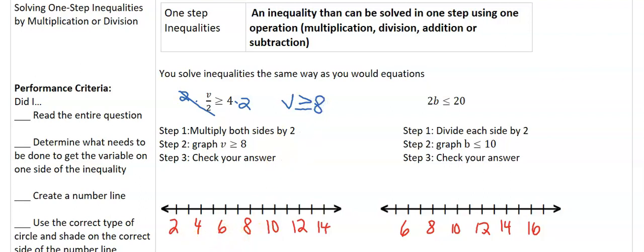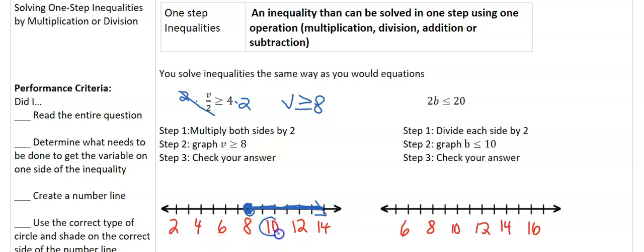Now we want to graph this, and remember yesterday when we went over that if we have greater than or equal to or less than or equal to, we always shade in our circle. So at 8, I am shading in my circle, and since b is greater than or equal to, I'm shading to the right. Again, we can check our answer.